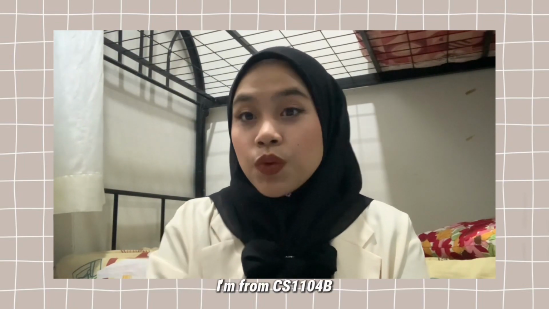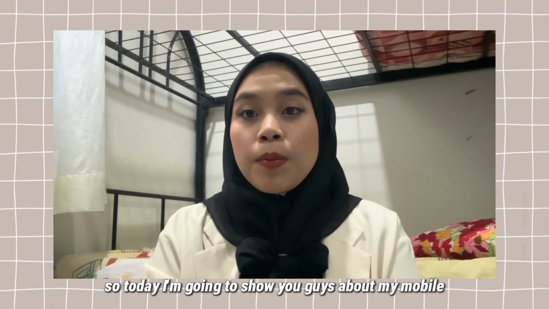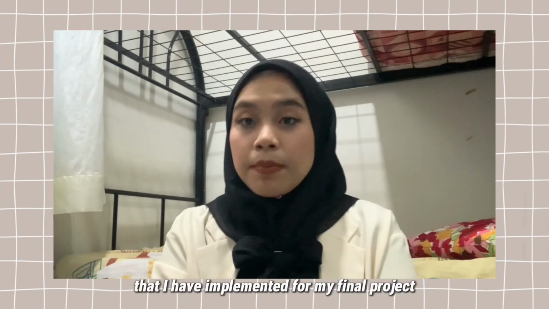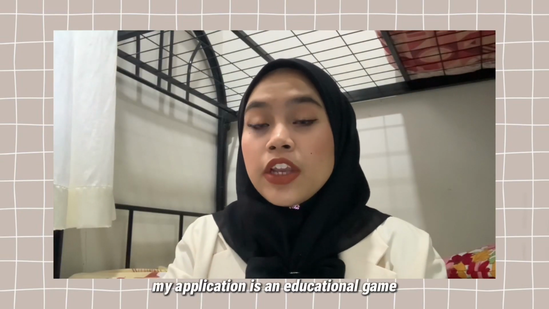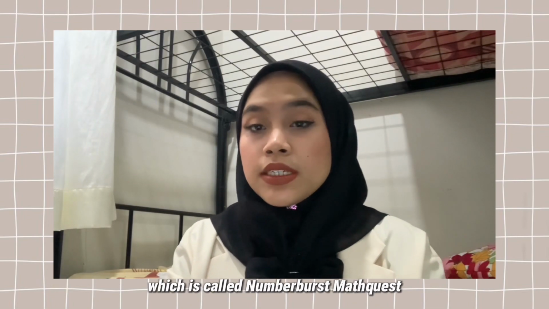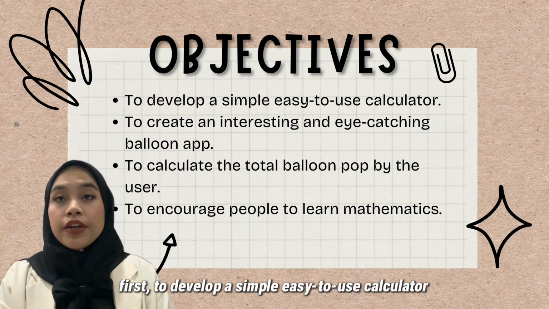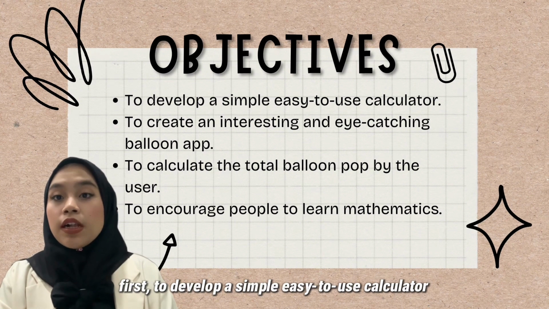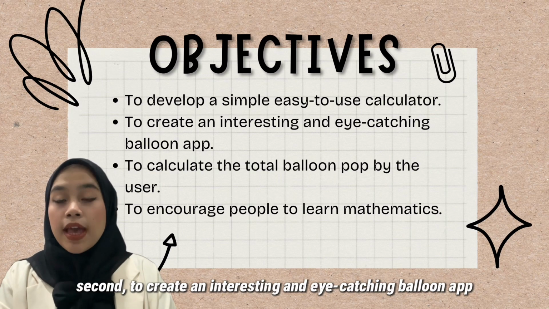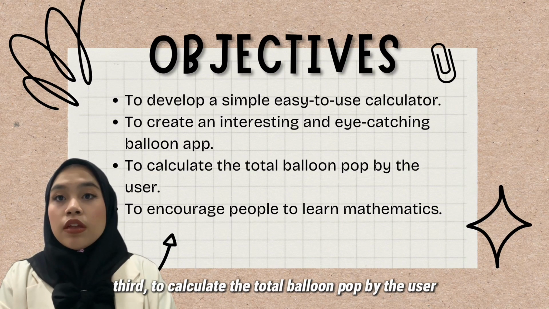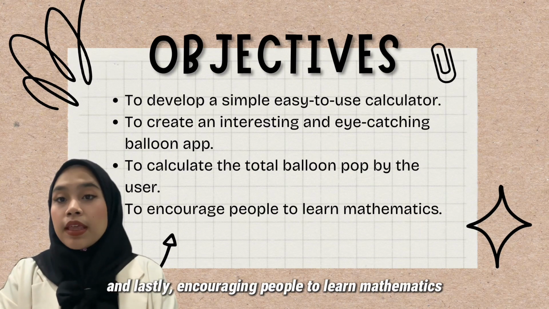I'm from CS1104B. So today I'm going to show you guys about my mobile application that I have implemented for my final project. My application is an educational game which is called Numberburst Mathquest. The objective of this mobile application: first, to develop a simple, easy-to-use calculator; second, to create an interesting and eye-catching balloon app; third, to calculate the total balloon popped by user; and lastly, encouraging people to learn mathematics.